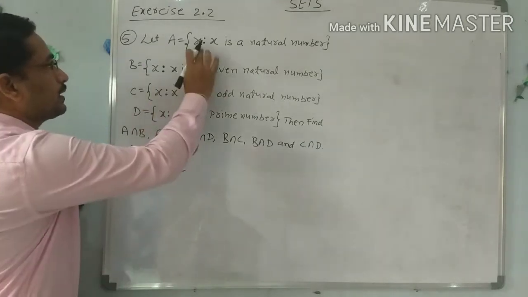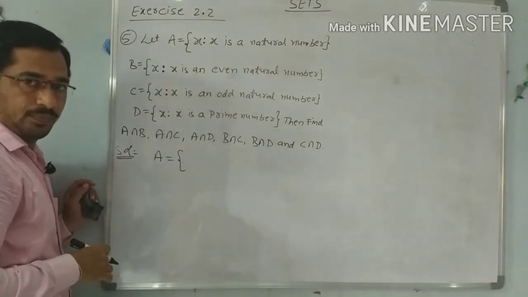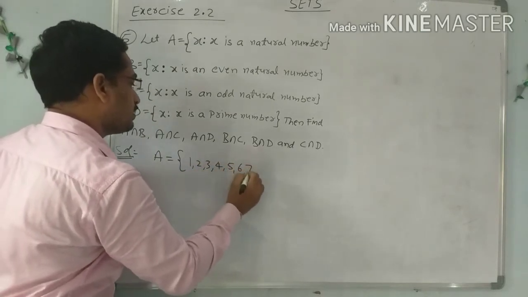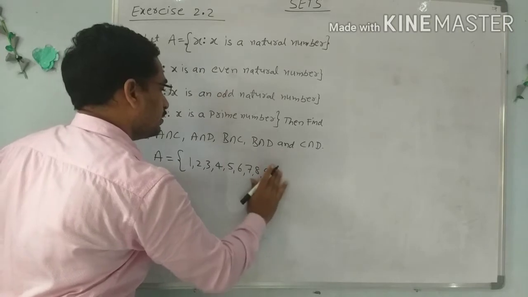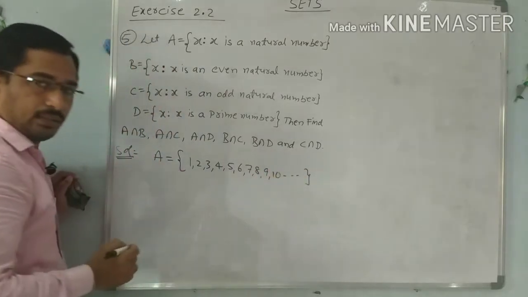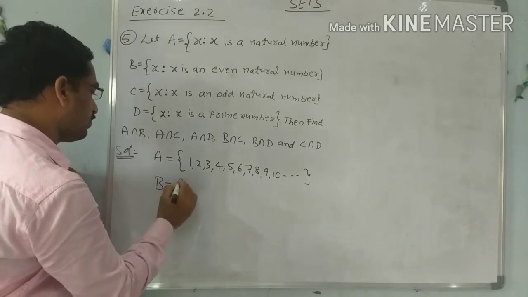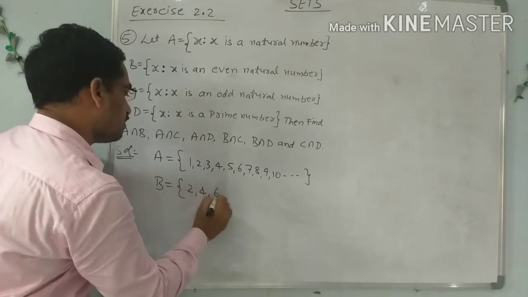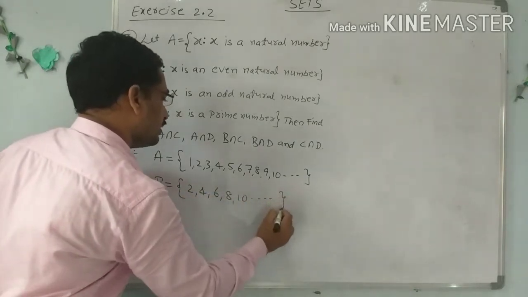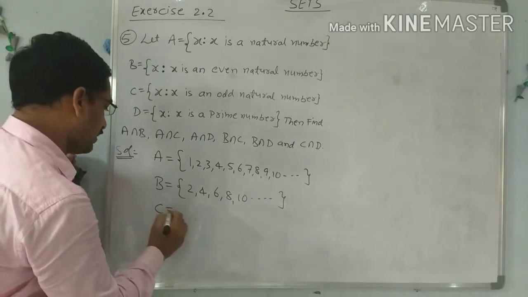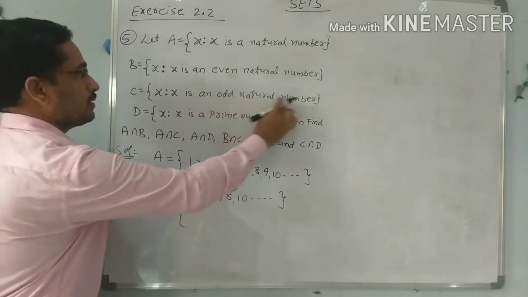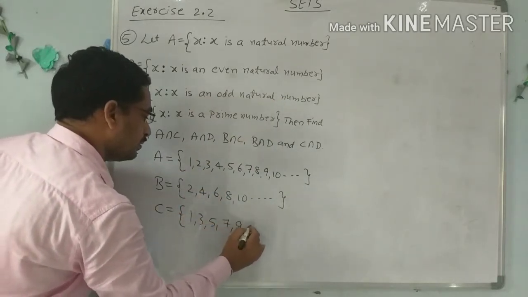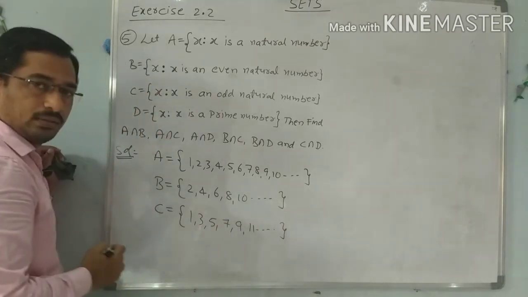The first one, X such that X is a natural number. So write all the natural numbers: 1, 2, 3, 4, 5, 6, 7, 8, 9, 10 and so on. These are the natural numbers. Next, B equals the even natural numbers. So what are the even natural numbers? 2, 4, 6, 8, 10 and so on. Next, set C, the odd natural numbers: 1, 3, 5, 7, 9, 11 like this. These are the odd natural numbers.